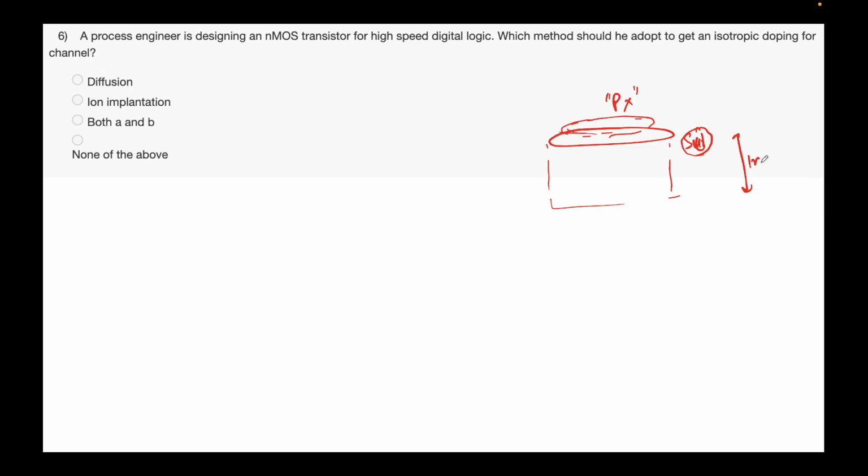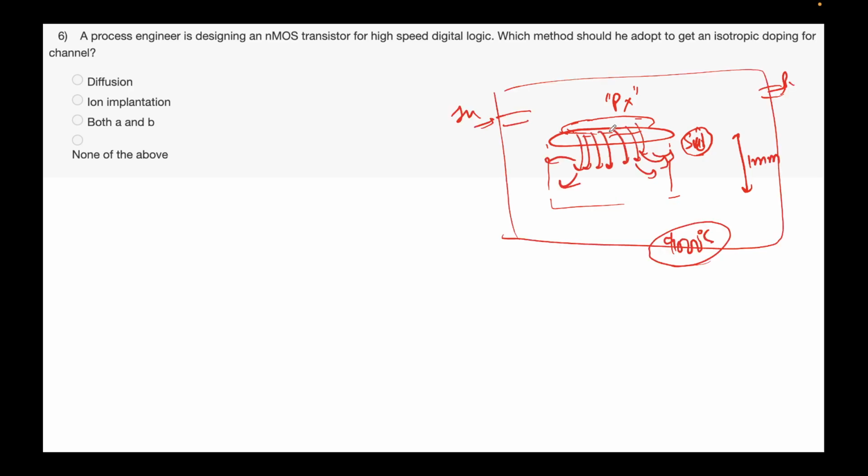Now some phosphorus will come in. As time progresses, the phosphorus starts to diffuse here also. Why? Because it doesn't care about the direction. It only says, okay, my concentration is high here and my concentration is low here. So even though I have not exposed it, I want to do only selective phosphorus.